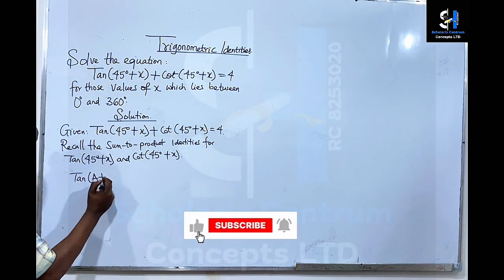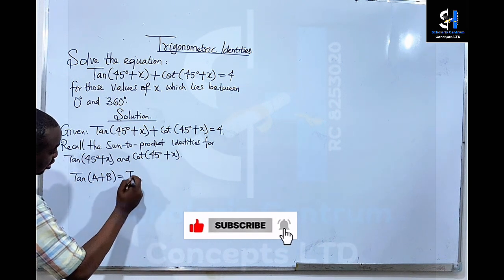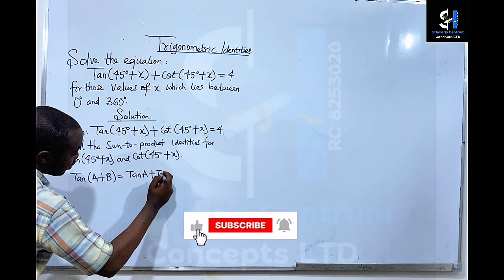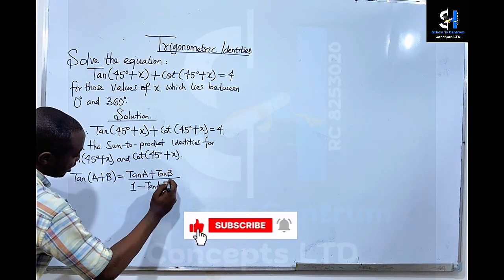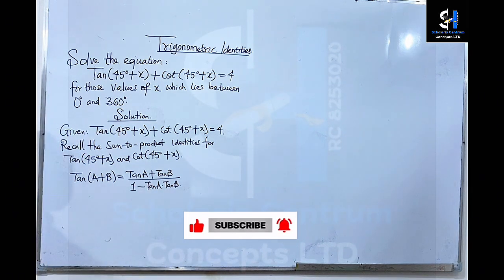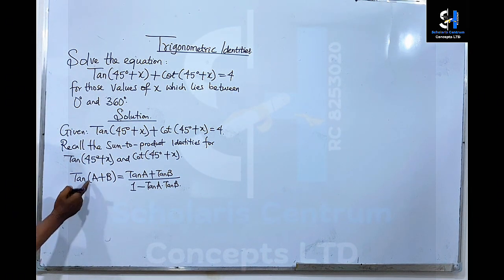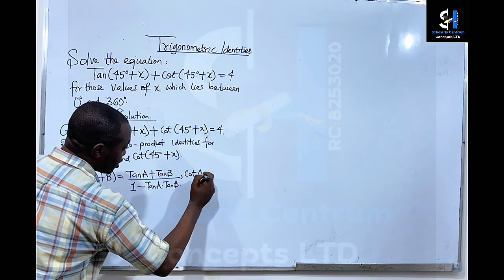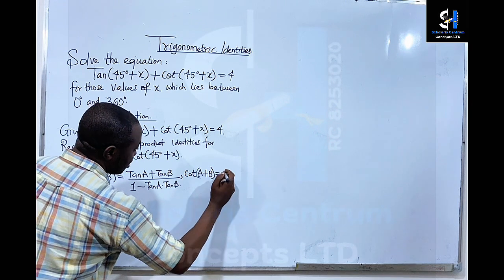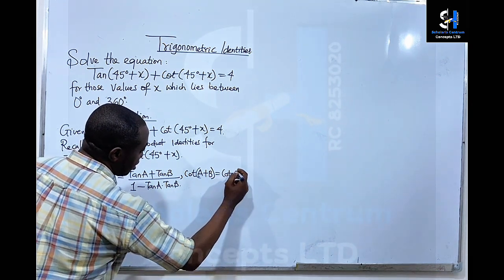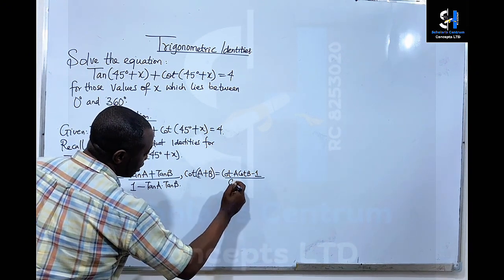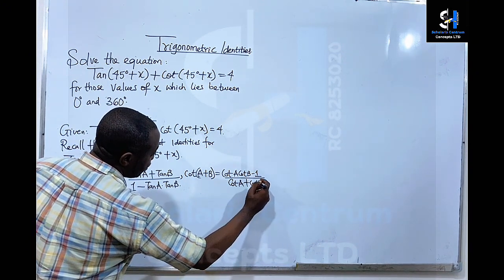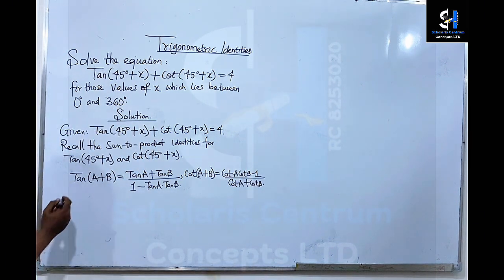For instance, for tan(a plus b), we know that it is tan a plus tan b, divided by 1 minus tan a multiplied by tan b. That will be the identity for tan(a plus b). Then for cot(a plus b), that will be cot a cot b minus 1 divided by cot a plus cot b.